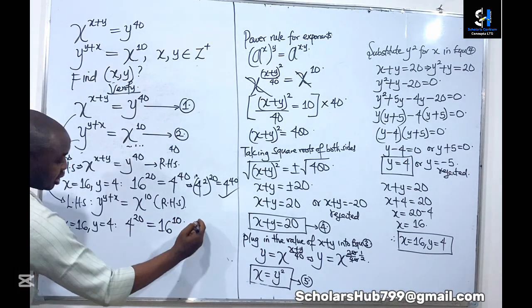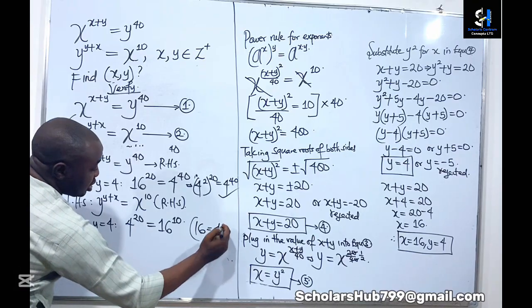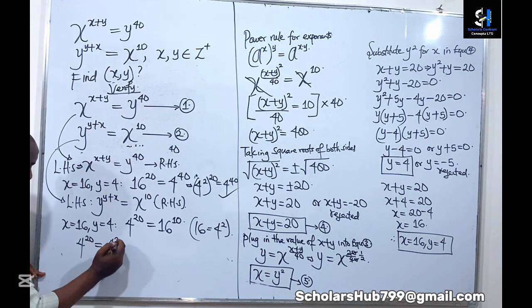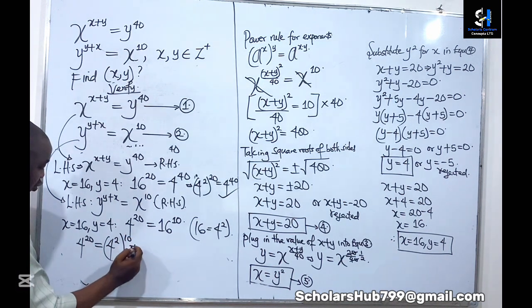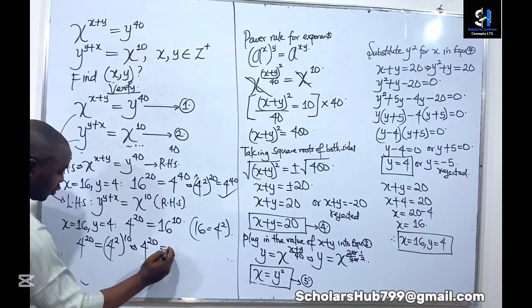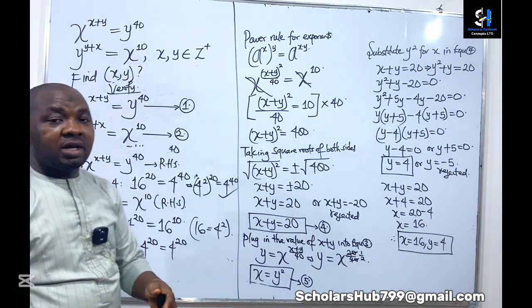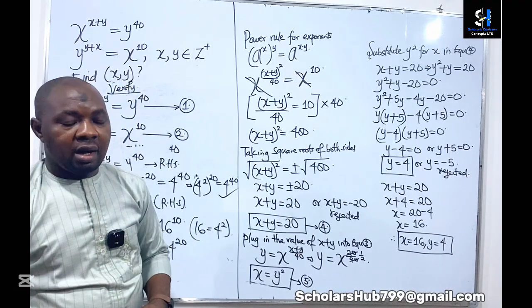Now, we know that 16 is the same as 4 raised to the power of 2. So we can say 4 raised to the power of 20 equals 4 raised to the power of 2, then raised to the power of 10. This will be 4 raised to the power of 20 equals 4 raised to the power of 20, which means the left hand side and the right hand side are equal.